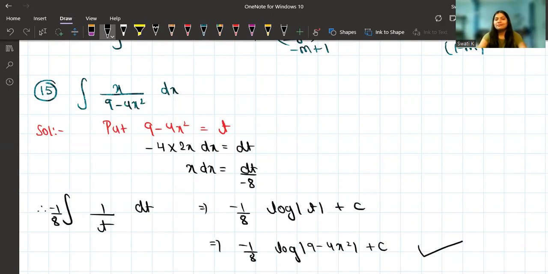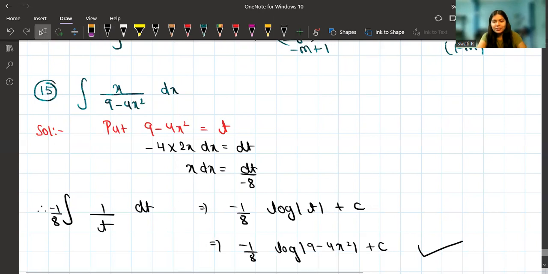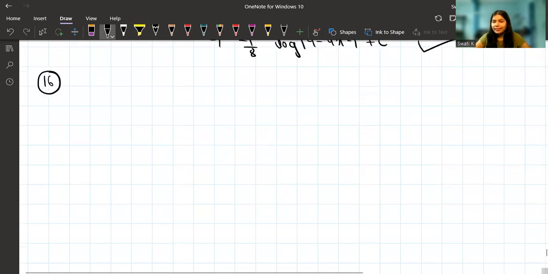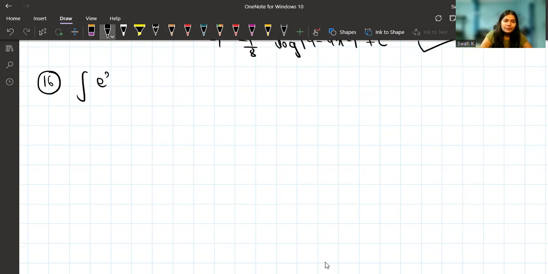That's the answer. Okay, so we are done with the 15th question as well. We are just going super fast now, which I'm liking. Okay, so let's go to the 16th question. In the 16th question, we have to integrate e raised to 2x plus 3. It's very simple. E raised to 2x plus 3 dx.